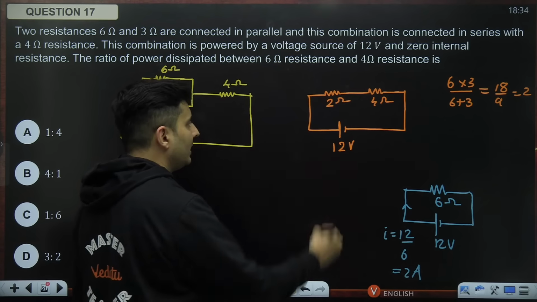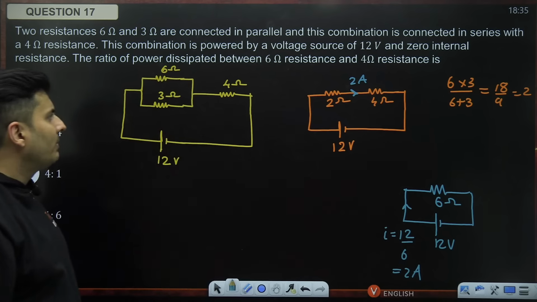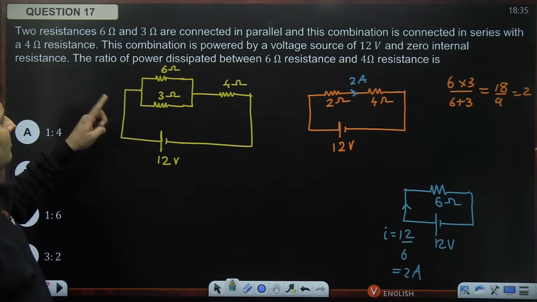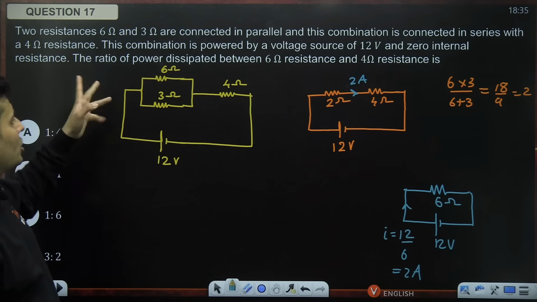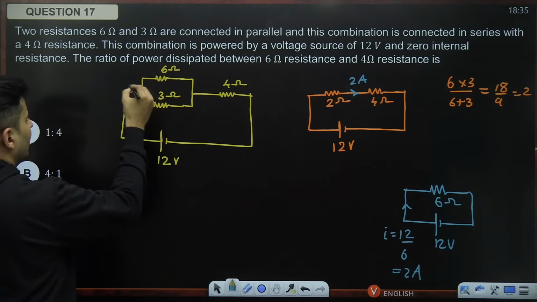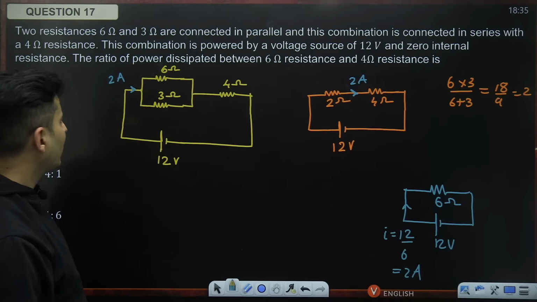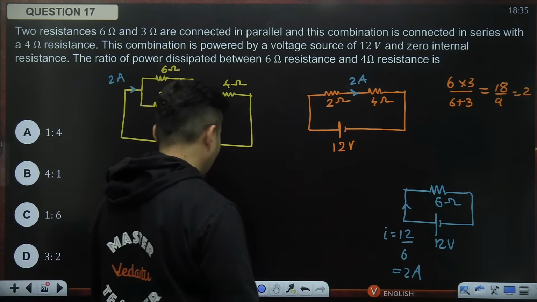So 2 amperes of current is definitely moving across that. Now, once I get 2 amperes of current moving, the question is about the 6 ohm and 4 ohm: what is the ratio of the power dissipated? Now the 2 amperes will get distributed over here. That is one way of looking at it. Or I have another idea.